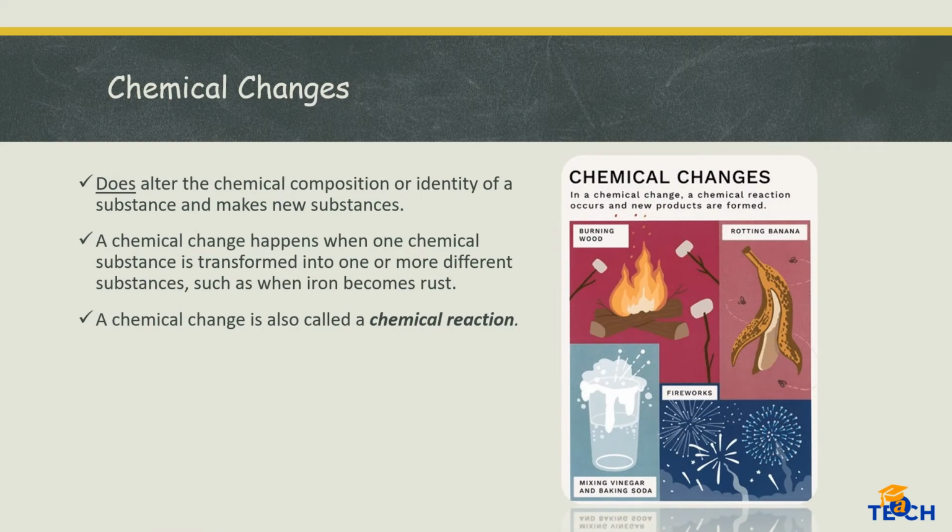A chemical change does alter the chemical composition or identity of a substance and makes new substances. A chemical change happens when one chemical substance is transformed into one or more different substances, such as when iron becomes rust. A chemical change is also called a chemical reaction.